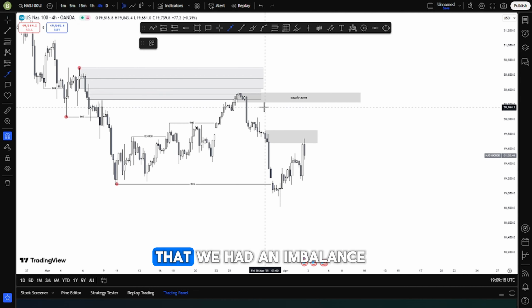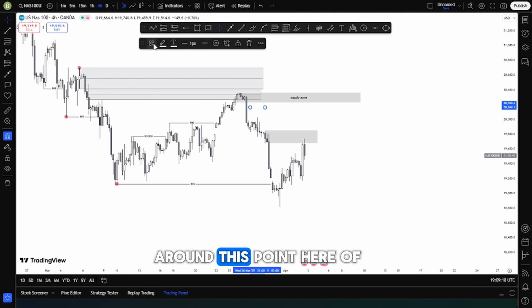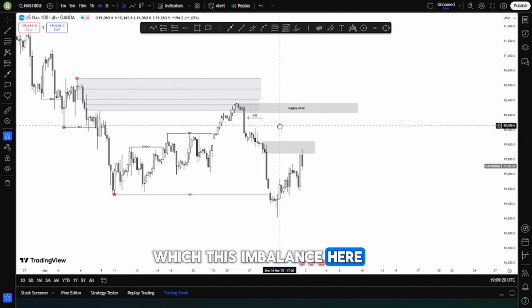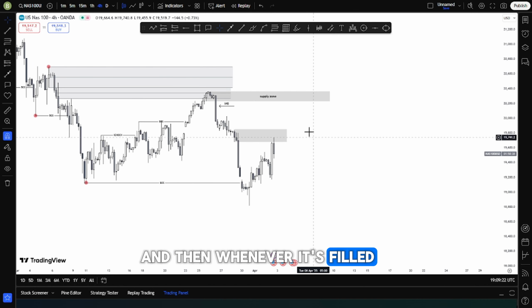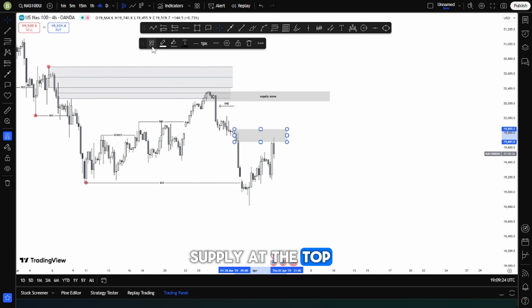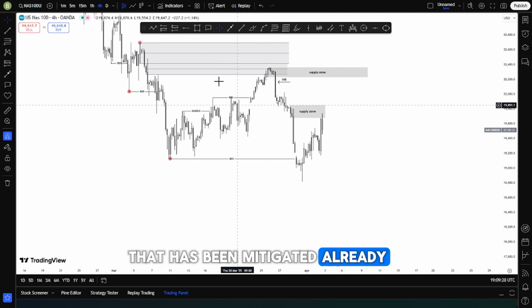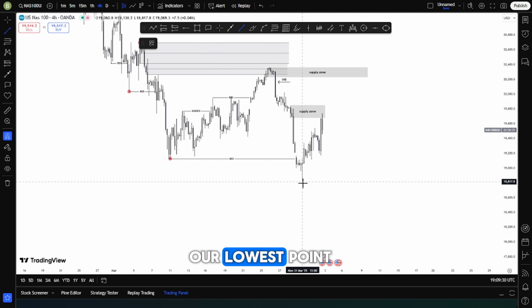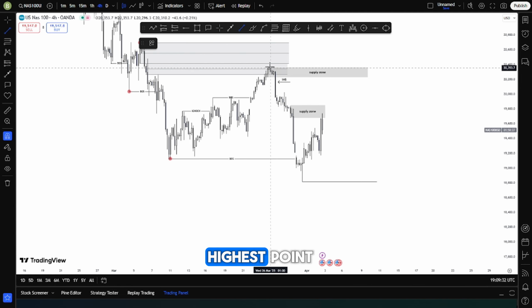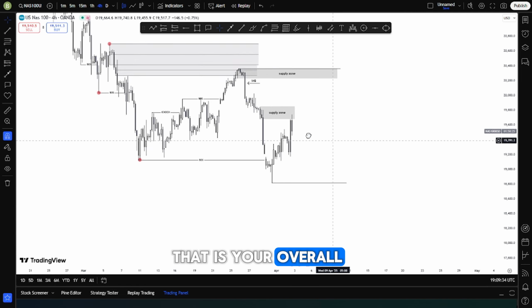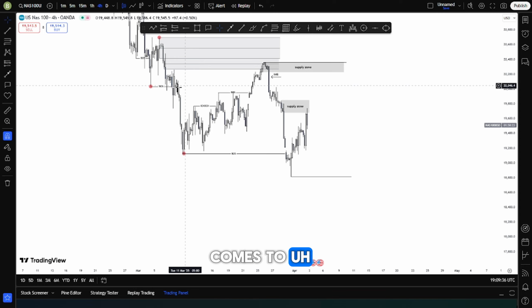And at that extreme area, you can obviously see that we had an imbalance around this point here, of which this imbalance can be filled, and then whenever it's filled, we also have the supply at the top, and this is also a supply zone that has been mitigated already. Then this is our lowest point, then this is our highest point, of which that is your overall trading range when it comes to Nasdaq, guys.